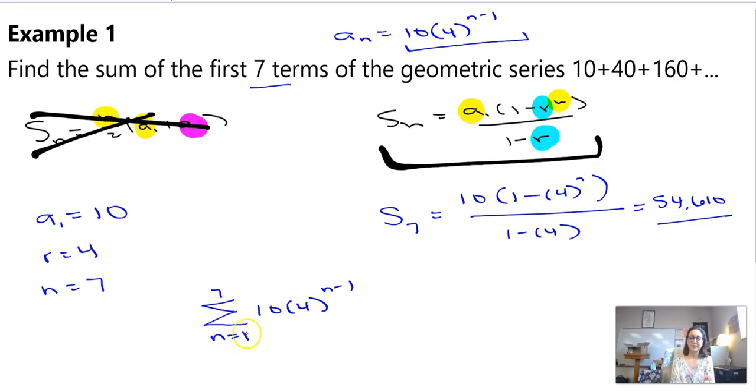And you can test it. If I plug 1 in for n, I get 4 to the 0, which is 1, and 10 times 1 is 10. So my first term is indeed 10, which checks out here, right? Another way to write this, by the way, if you would like to start at n equals 0 and stop at 6, then you can go 10 times 4 to the n. It really is just a matter of preference, and make sure you know how to do both for MyMathLab.